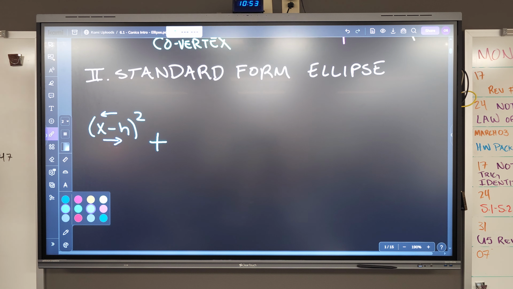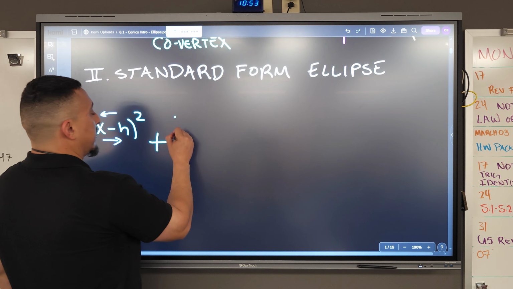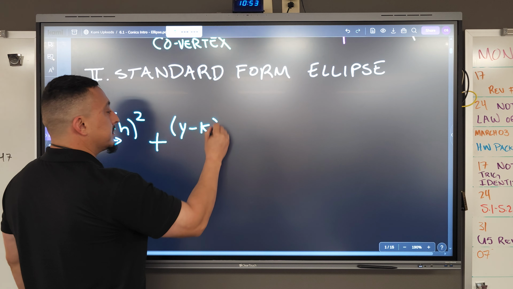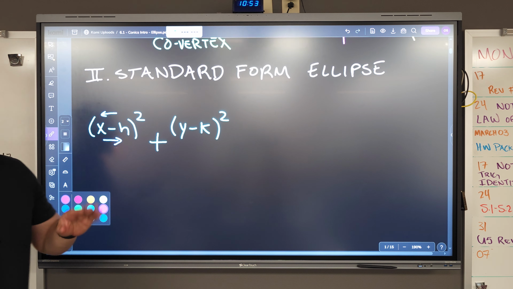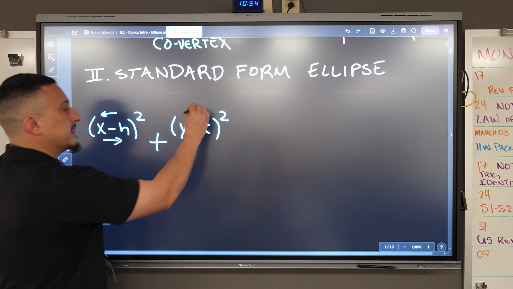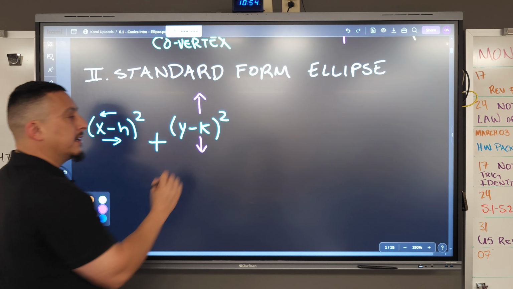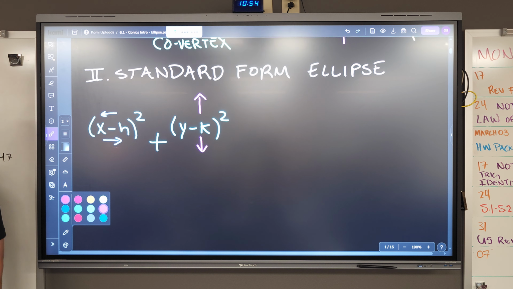Okay, and then y minus k squared. Now, if you weren't here, this is a big deal. If you were here, you learned this yesterday. But if you weren't here, this is a big deal. K is the up-down movement. That's the same as yesterday, as always. It has been, but it's opposite this time. Like Alexis mentioned yesterday, it's a liar. It behaves the opposite. So up is negative, down is positive.